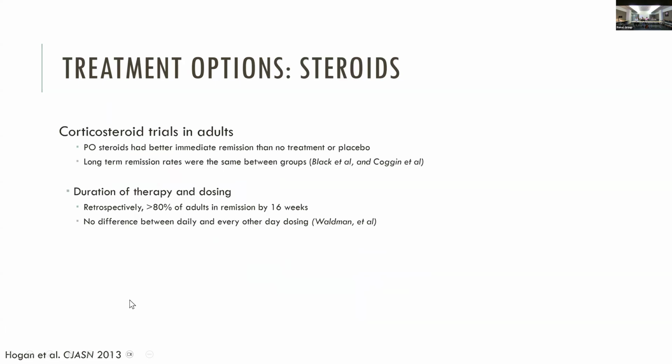When we talk about treatment options, steroids are our main go-to for minimal change because they respond so well. Just know that a lot of the studies for steroids on minimal change in adults come from pediatric studies. But in general, PO steroids have a better immediate remission than no treatment or placebo, and long-term remission rates were the same between groups. Retrospectively, over 80% of patients were in remission by 16 weeks of steroids, and you can do that either by daily dosing or every other day dosing.